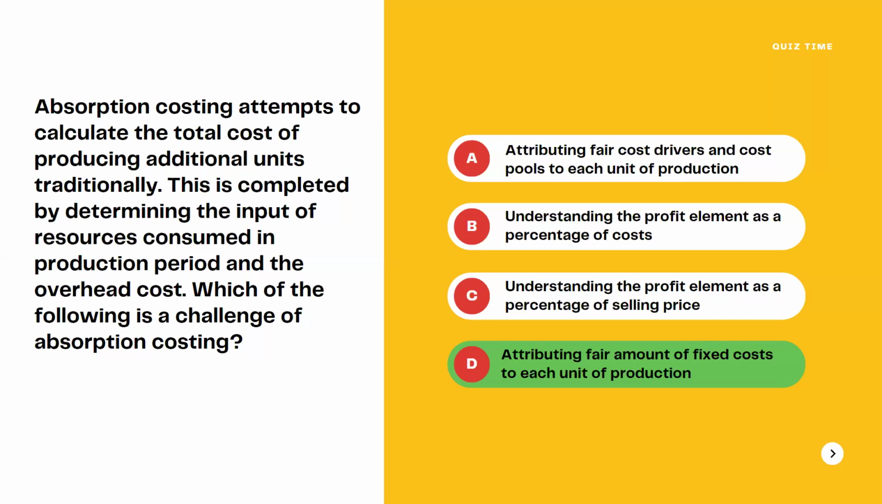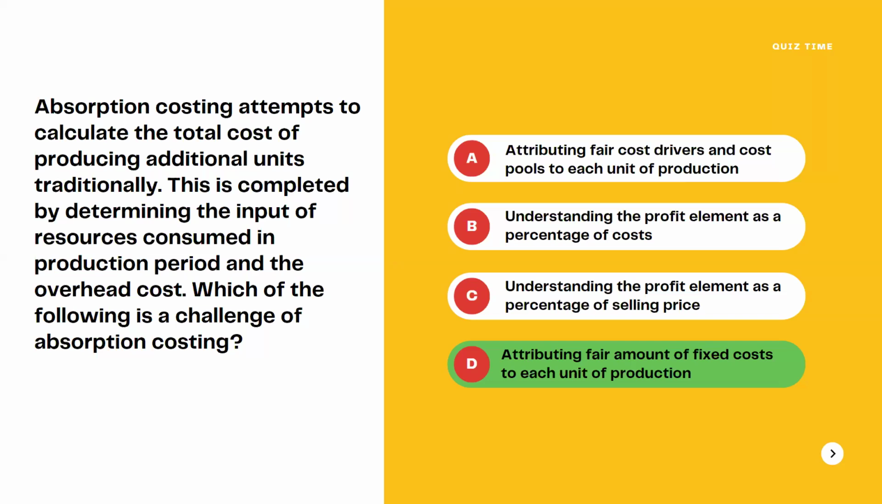With B, it is a challenge to use option costing because understanding of the profit element as personnel cost would be difficult, right? So that is very nonsense, because any organization may set a target for the profit. So that is the easiest part. That should be the easiest part of cost accounting, right?